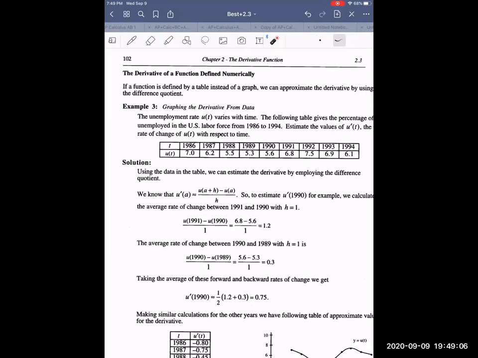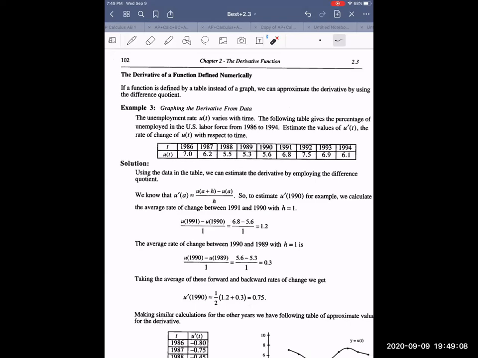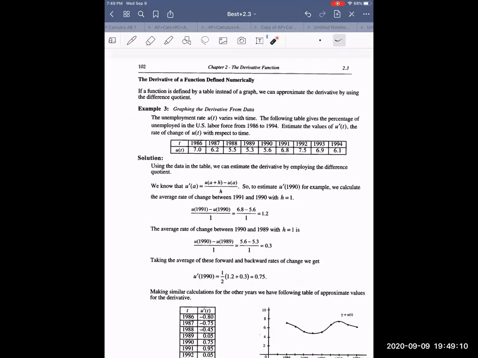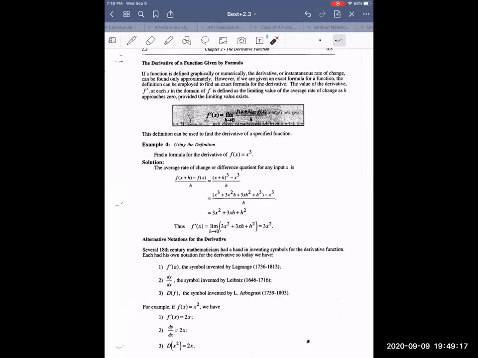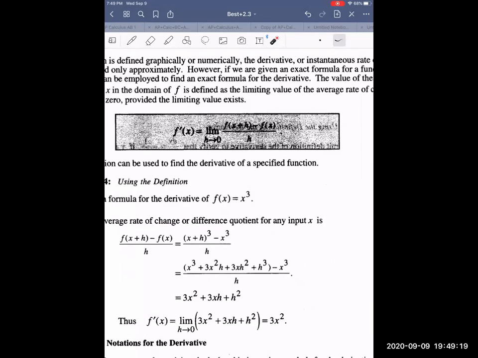The derivative of a function defined numerically, I said we're going to skip this part. So don't worry about this part yet. We're going to go back there later on. All right, and then what Best does is he gives you the formula, and I know this is hard to see, but this is f of x plus h minus f of x. So again, like I showed earlier, f prime of x is the limit as h approaches 0 of f of x plus h minus f of x all over h.